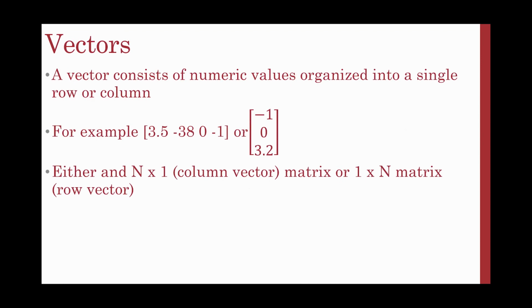So vectors consist of numeric values organized into a single row or a single column. These are slightly different than how you would think of a vector in terms of having a value and a direction. So for example, 3.5, minus 38, 0, minus 1, or minus 1, 0, 3.2 are examples of a row or a column vector. They're either an n by 1, which is a column matrix, or a 1 by n matrix, which is a row vector. So we went from scalars, which were a 1 by 1, to now a 1 by n or an n by 1. Basically, we're just putting more values in something.